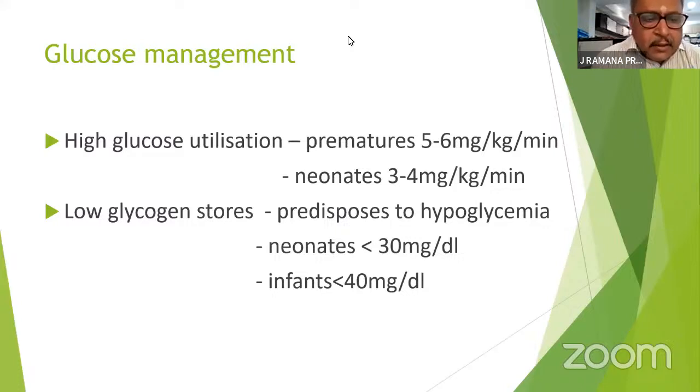Glucose management. High glucose utilization in neonates, 3 to 4 milligrams per kg per minute. Low glycogen stores. So neonates less than 30 milligrams per deciliter. So as soon as the baby is born, when you check a blood sugar level, if it is less than 30 or 40 milligrams per deciliter, you should supplement glucose.